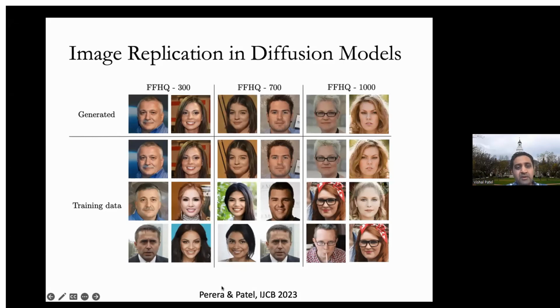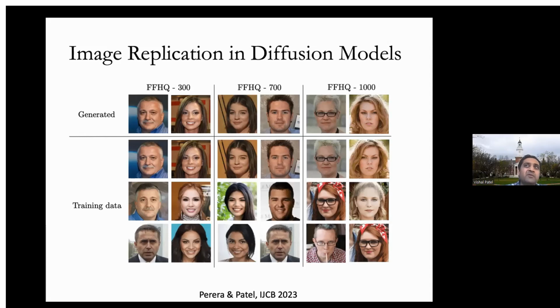So we took FFHQ, a face recognition data set. It's just a large data set. We took 300 images, and we basically trained an unconditional diffusion model, and then we started synthesizing. We synthesized, let's say, 300 images, and then what we saw was that, in the top row is basically what the algorithm has generated.